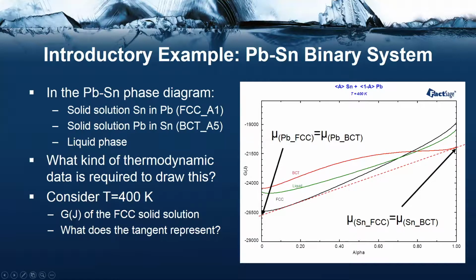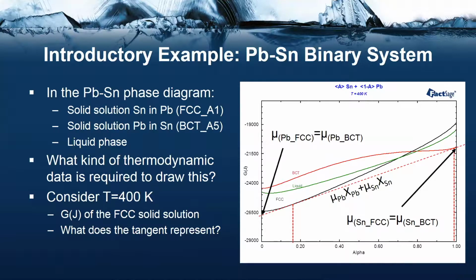At any composition between alpha equals 0.18 and alpha equals 0.98, we can achieve a lower overall Gibbs free energy than any single phase represented by these three different solid lines. How do we see this? Well, the straight dashed line can be expressed as the following equation: the chemical potential of lead multiplied by the mole fraction of lead plus the chemical potential of tin times the mole fraction of tin. Of course, this does not mean that we have pure lead and tin in equilibrium.